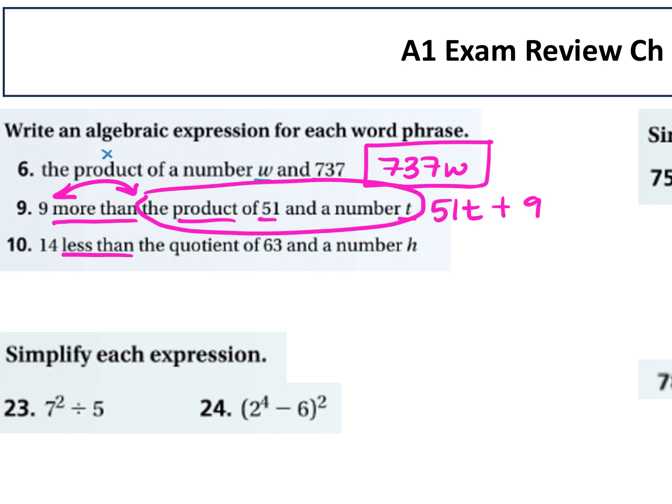Okay, so now this one's less than. See if you can write that. 14 less than the quotient of 63 and a number H. Try that yourself. What does quotient mean? Division. Okay. So how did you write this? 14 less than the quotient of 63 and a number H. Brody, what'd you do? 63 over H minus 14. Yeah. So this is a beautiful way to write it.